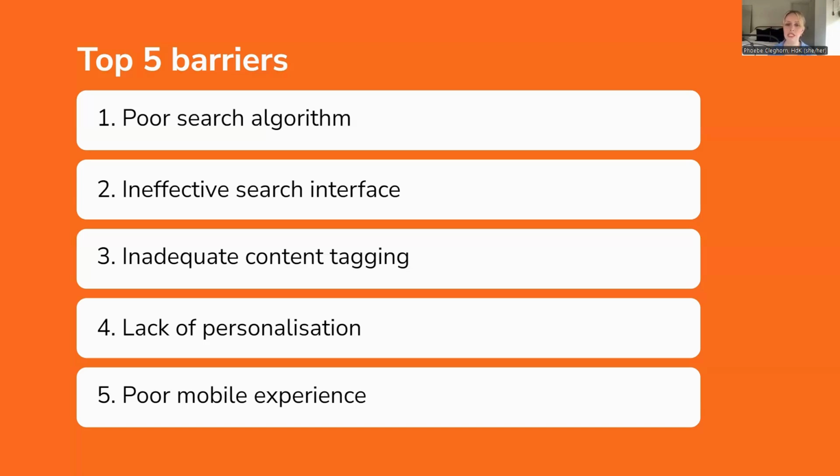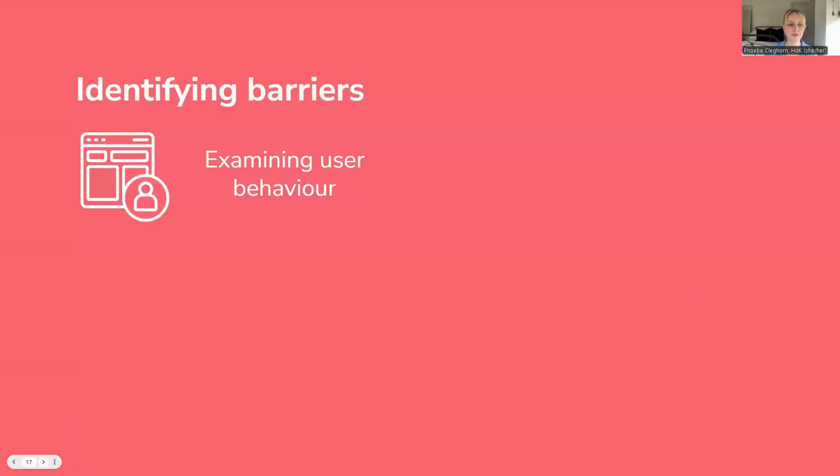But how do you identify which of these barriers are present on your website at the moment? So the first method is examining user behavior. This can be done through user journey mapping, heat mapping, and session recordings, all methods which can provide insights into the steps users take when searching on your website, including things like what they search for and where they drop off. So by identifying patterns in user behavior, you can identify barriers to an effective search experience and understand where your website might need improvement.